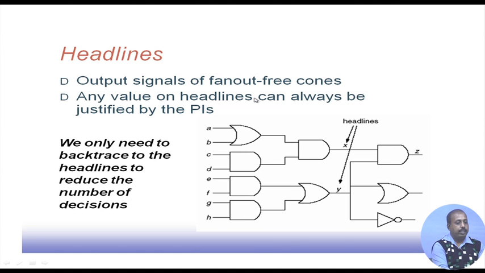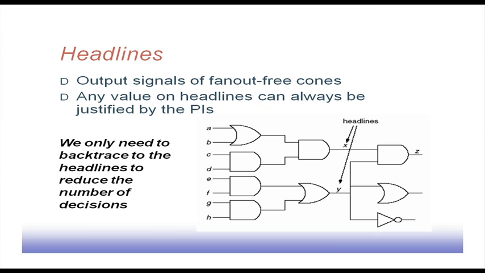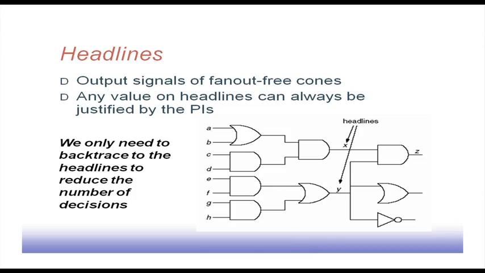Any value on headlines can always be justified by the primary inputs, since it is combinational logic. So it must be justifiable; non-justification can occur only if the circuit is not designed properly. But assuming that when we go to the testing phase the circuit is well designed, naturally we can always find some primary input combination which will make the headline point true or false as per our requirement.